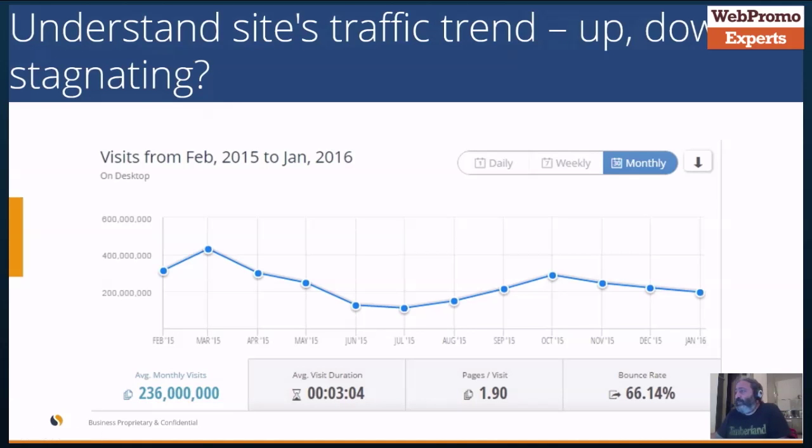We give you up to 2 years of data, and understand that traffic, the trends. Is traffic going up? Is it going down? Is it stagnating? Why are they hiring you? If they're looking for an SEO and traffic seems to be spiking up, that could be a little funny. Are they desperate? So just get a feel for their traffic.